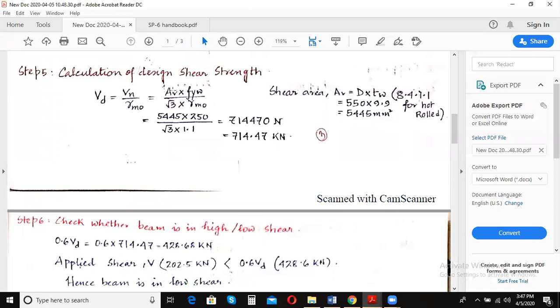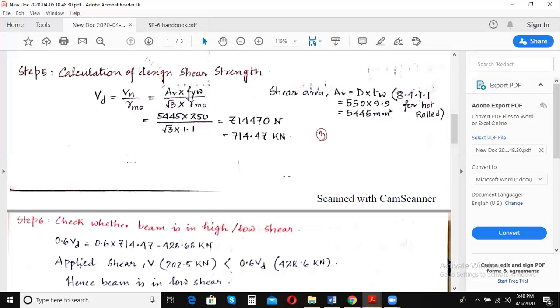Here Av we are calculating as D into tw, where capital D is equal to H, the overall depth of the beam. The overall depth is 550 and tw, the thickness of web, is 9.9. So this comes out to be 5445, and you simply put these values in the equation, Av into Fyw divided by root 3 into gamma m0. If you calculate this value, it comes out as 714.47 kilonewton.